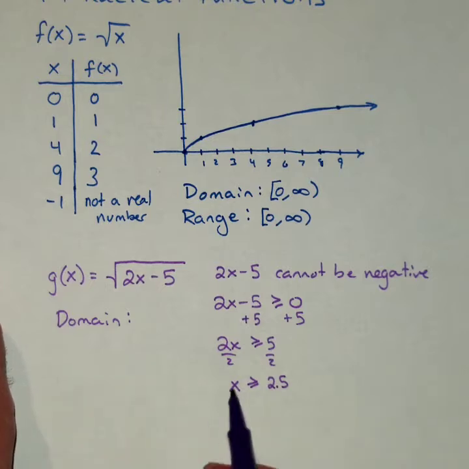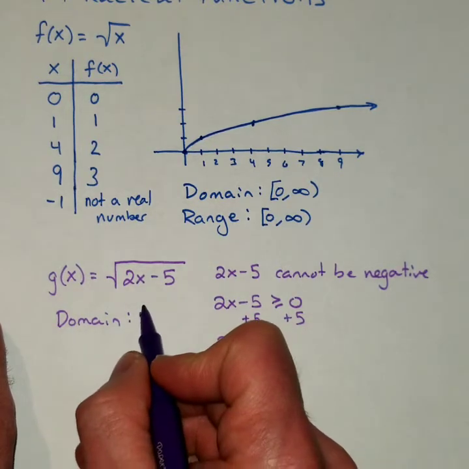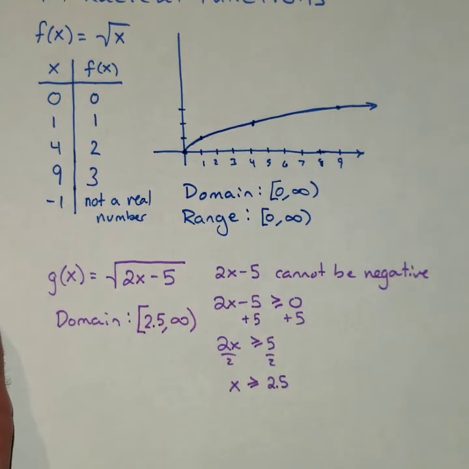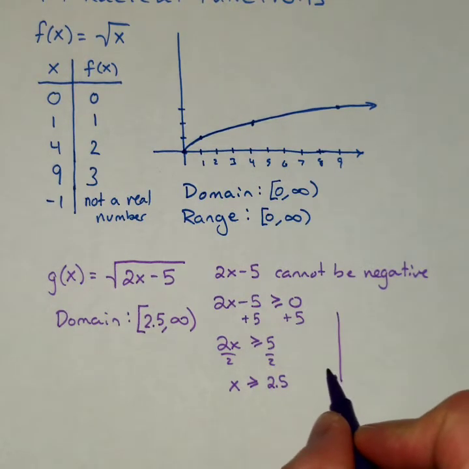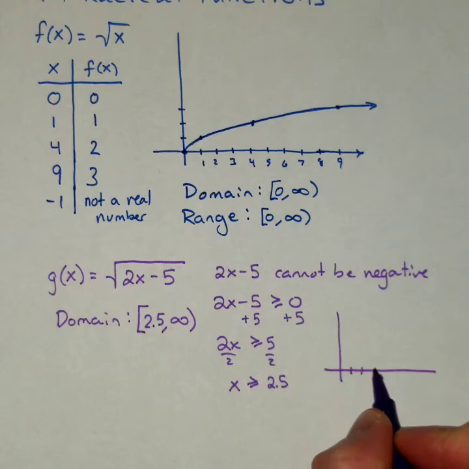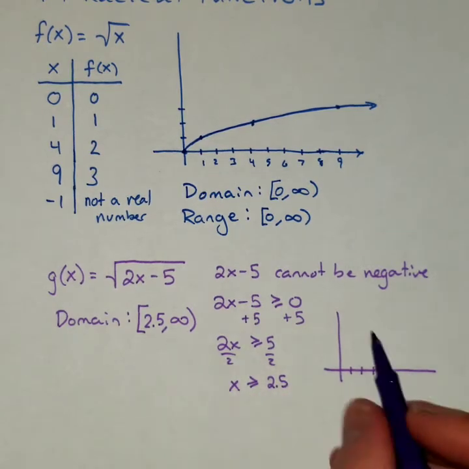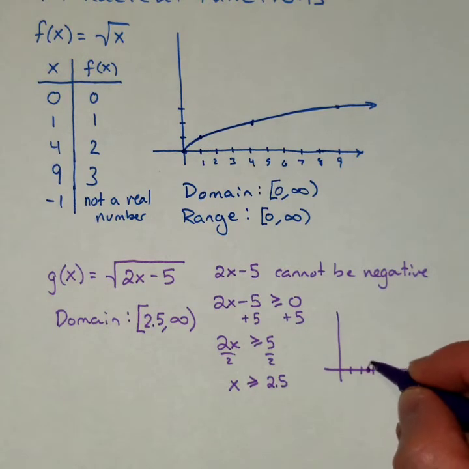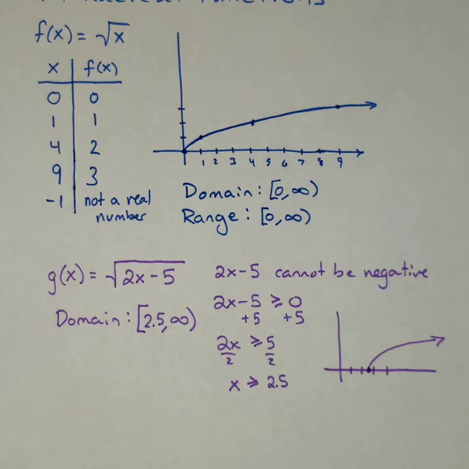Okay, so our domain then, x is greater than or equal to 2.5, will start at 2.5 and go to infinity. Right, so that's our domain. It's everything greater than or equal to 2.5. Now our range on this one is going to be the same, 0 to infinity. So I could even do a real quick sketch of the graph of this. 1, 2, 3, 4. If I knew that it starts at 2.5, and goes off to infinity, it's going to be doing something like this. Okay, so that gives us our correct domain.